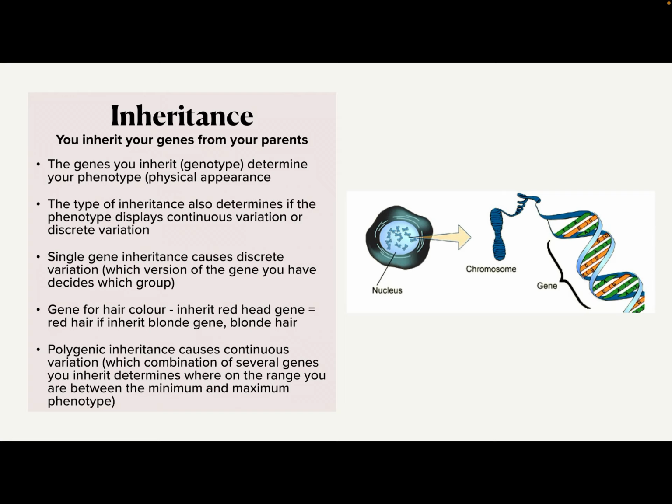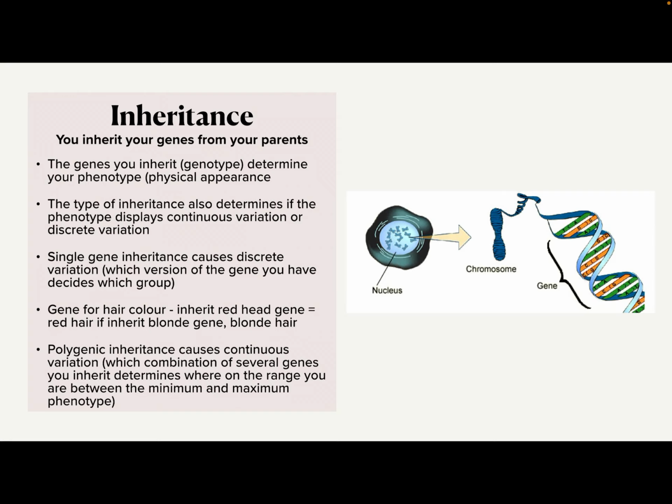If it's a single gene inheritance, that means the physical appearance is determined by just a single gene. That always causes discrete variation. So for example, either you have the gene for widow's peak or you do not. Either you have the gene for freckles or you do not. So it's nice and simple, okay? So any type of single gene inheritance always causes the discrete variation when you can categorize into groups. So the gene for hair color, if you inherit the redhead gene, you're going to have red hair. If you inherit the blonde gene, you're going to have blonde hair.